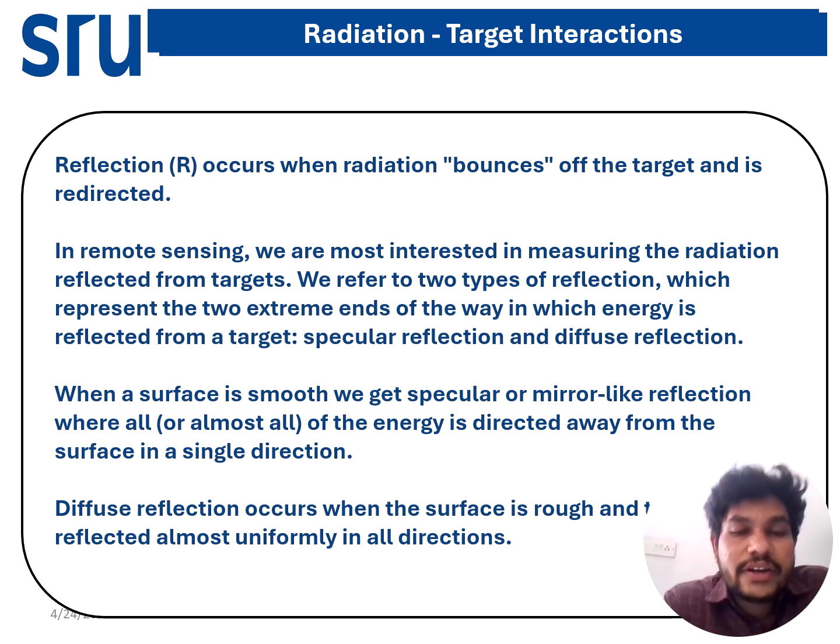Reflection occurs when the radiation bounces off the target and is redirected. In remote sensing, the most important thing is measuring the radiation that is reflected from the target. We refer to two types of reflection, which represent the two extreme ends of the way in which energy is reflected from the target. One is specular reflection, another is diffuse reflection. When the surface is smooth, we get mirror-like reflection, where all the energy is directed away from the surface in a single direction, and that is specular reflection. Diffuse reflection occurs from a rough surface, where the energy is reflected almost uniformly in all directions.